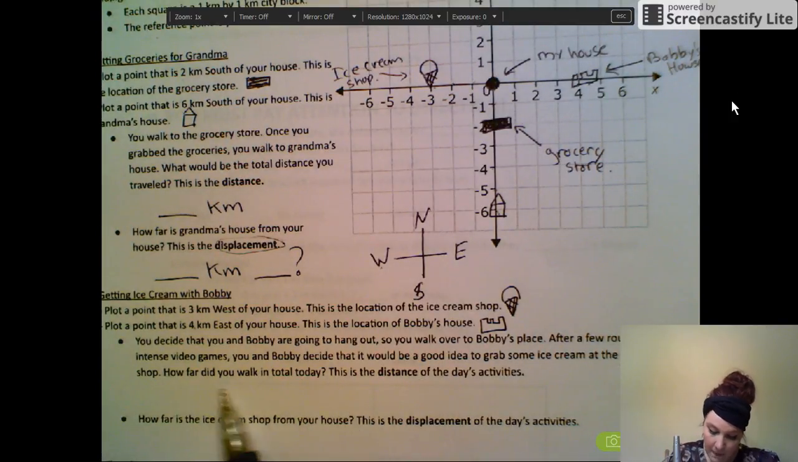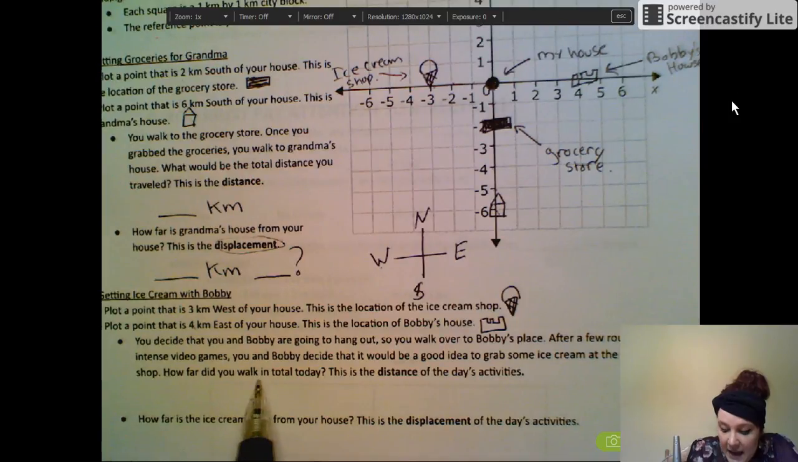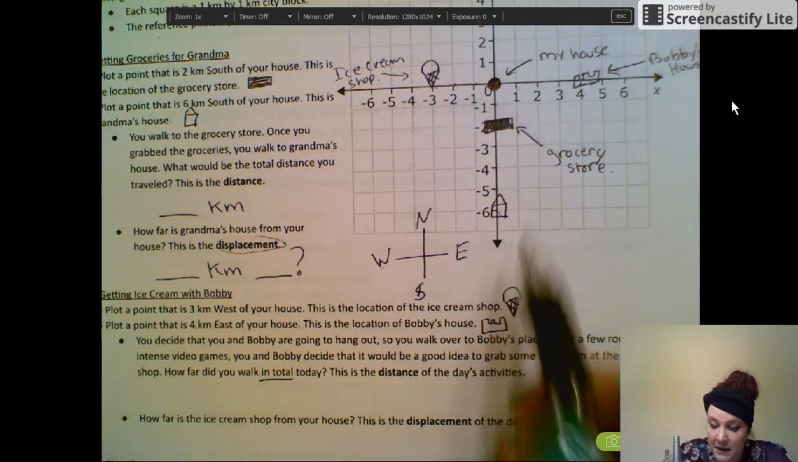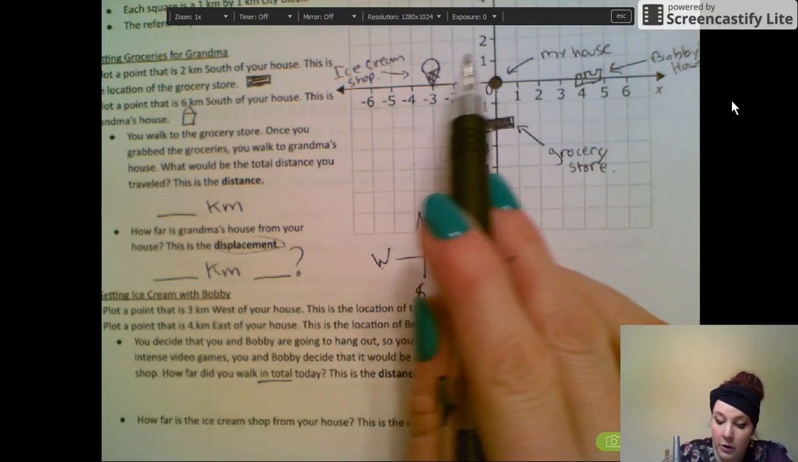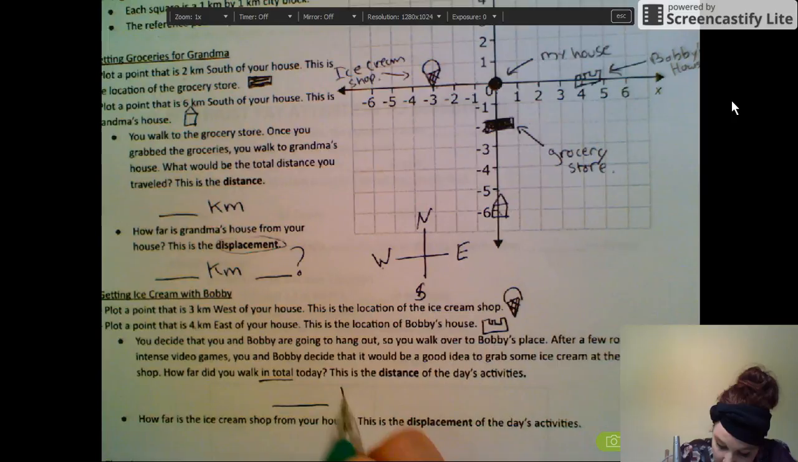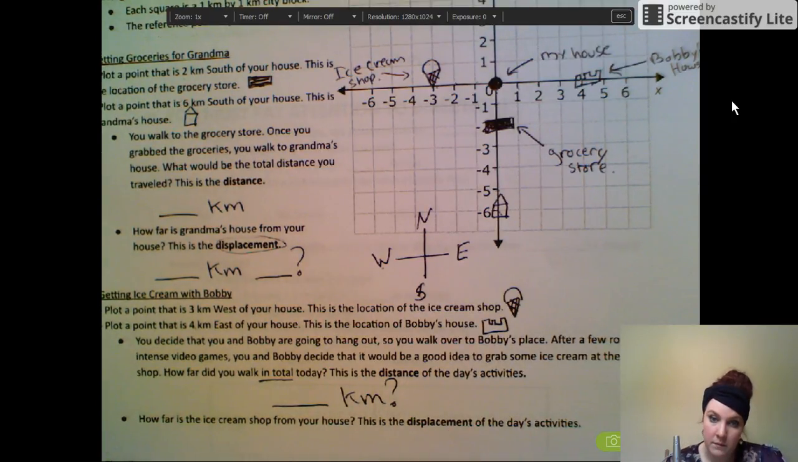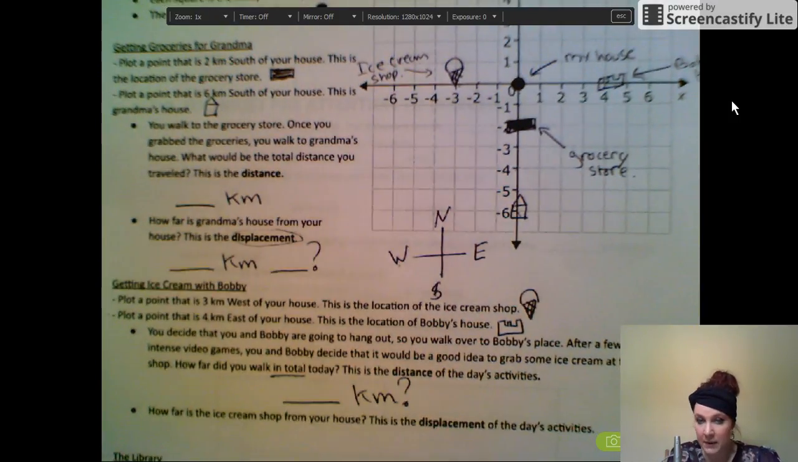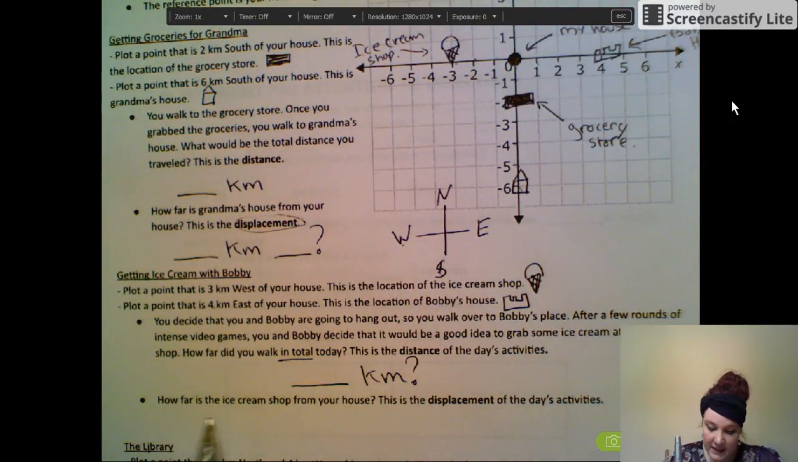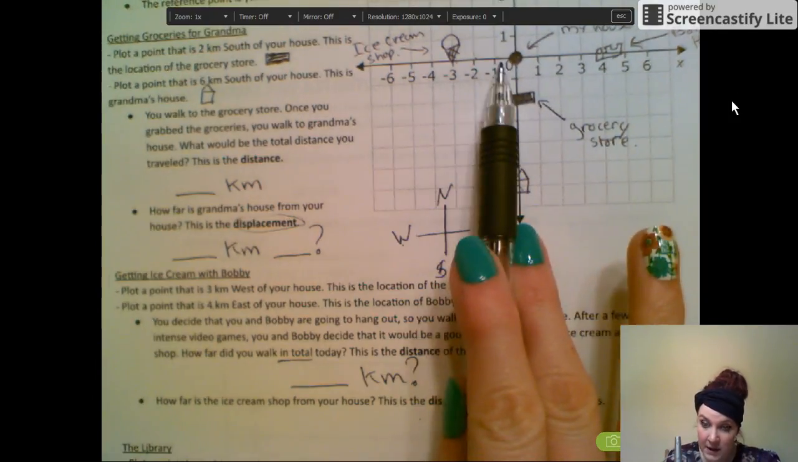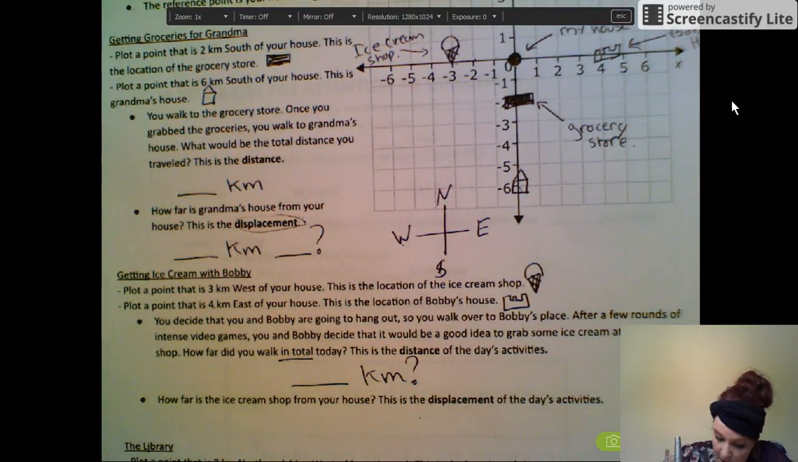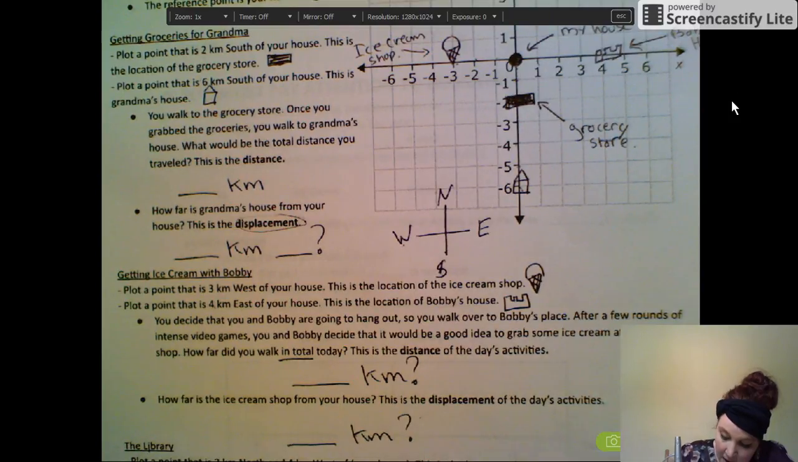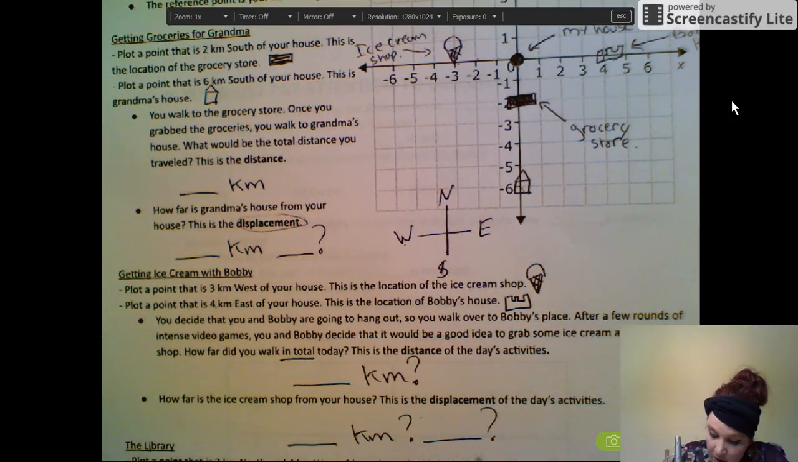So then it says, how far did you walk in total today? Think about that: from your house to Bobby's house and then all the way to the ice cream shop. So how many kilometers did you travel? And then you also have to talk about your displacement. It says, how far is the ice cream shop from your house? So we're not even talking about Bobby's house. We're just seeing how far the ice cream shop is. So how many kilometers is the ice cream shop? And don't forget, there has to be a direction. In what direction is the ice cream shop from our house?